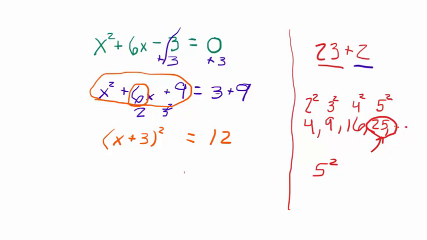So now, this part here is what makes it completing the square. So when I took 6 and divided by 2 and squared that number to get 9, I completed the square so that it would be represented as some binomial squared.